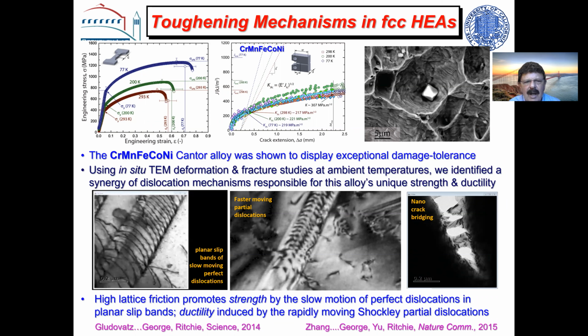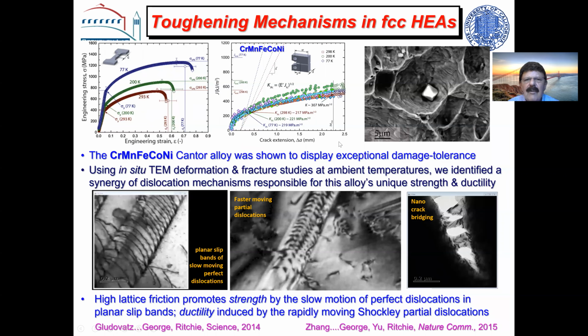This is the chrome, manganese, iron, cobalt, nickel system. We got interested from listening to Easo George, who'd shown this beautiful work that as you decrease the temperature down to liquid nitrogen temperatures, not only did this alloy get harder, but it also got much more ductile, got increased ductility. We did the fracture toughness tests and got remarkable numbers around 200 megapascal root meters for the toughness.